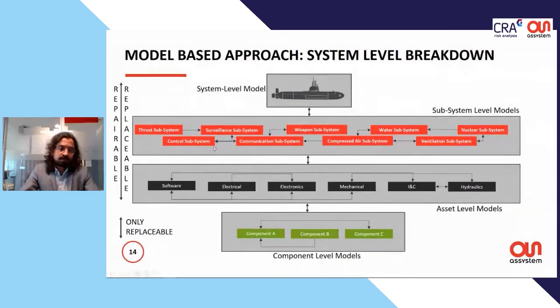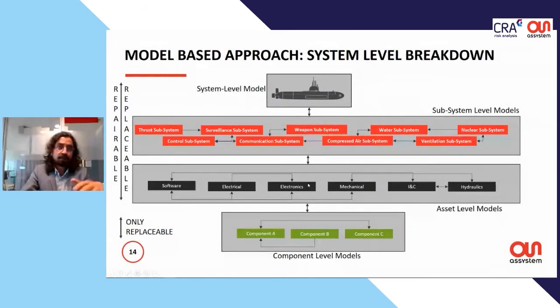Within each subsystem, for example a compressed air subsystem, you could have various kinds of assets, which could include software, electrical, electronics, mechanical, INC, hydraulics, all these kinds of things. They are also interconnected with each other. So you are going deeper into the hierarchy of the model.